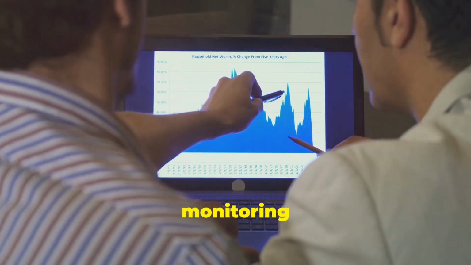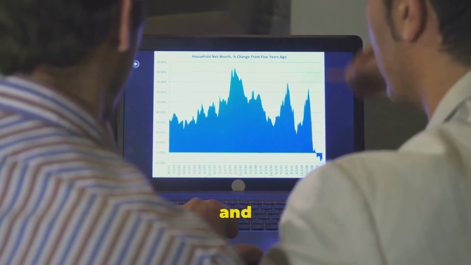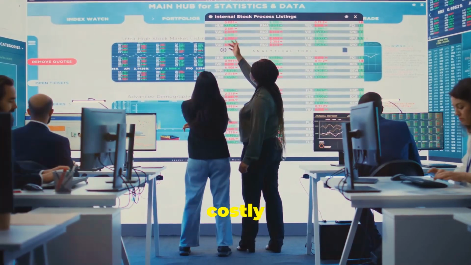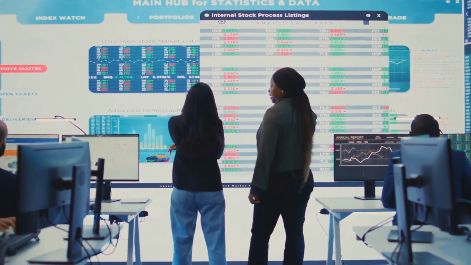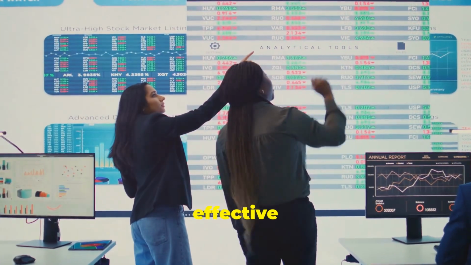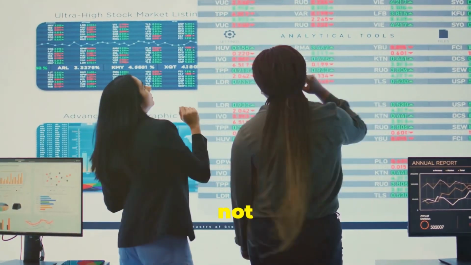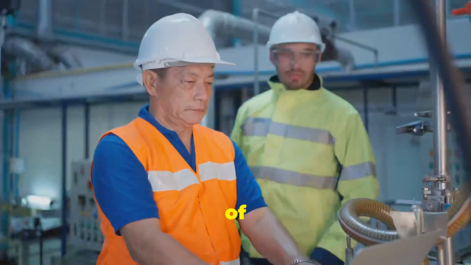By regularly monitoring these charts, maintenance teams can spot early signs of bearing issues and take proactive measures to prevent costly downtime and extend the lifespan of machinery. Understanding these differences and acting on them is key to effective predictive maintenance. This not only saves on repair costs, but also ensures smooth and efficient operation of equipment.